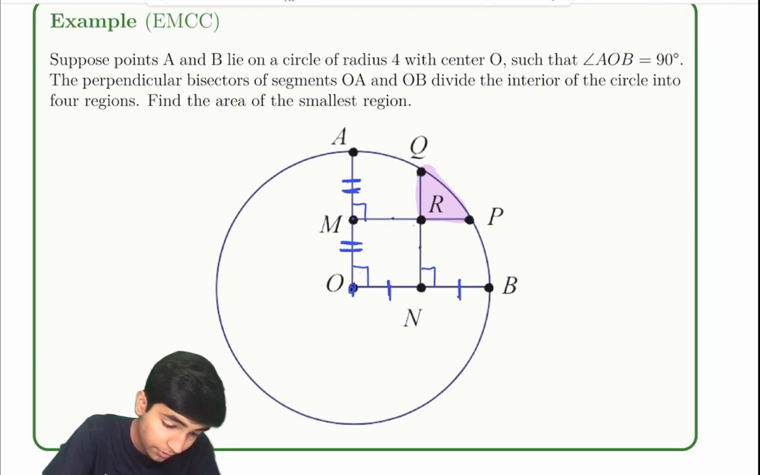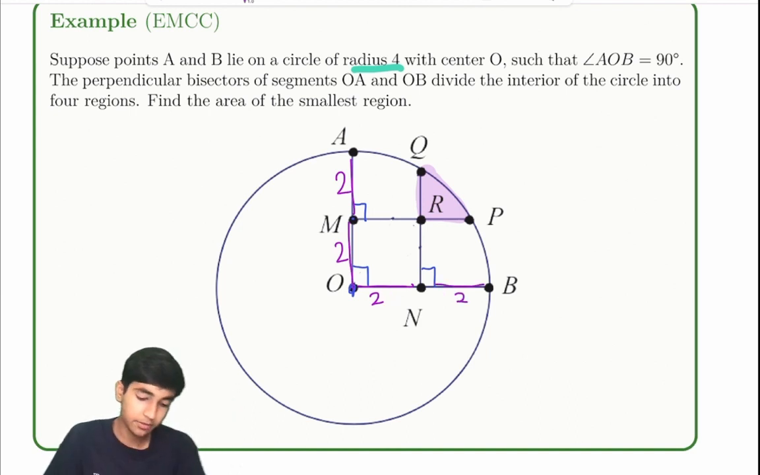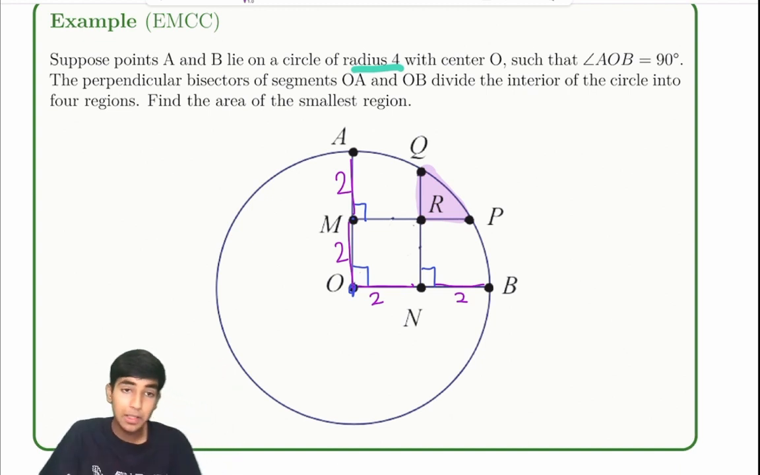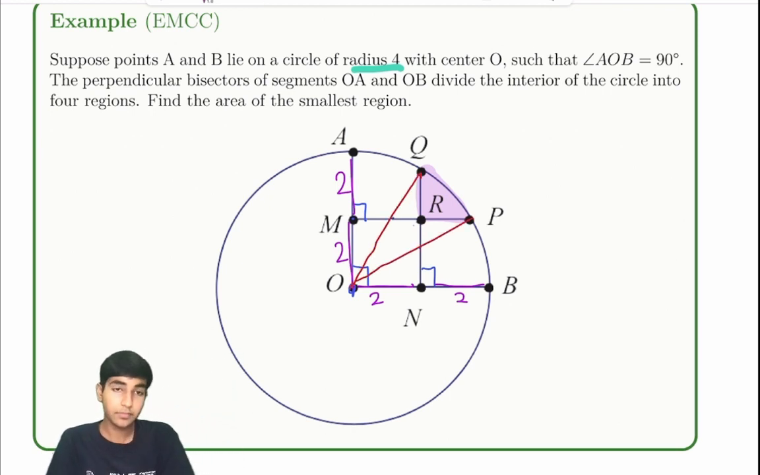Okay, so first things first, we've got a radius of 4. Let's use that condition. 2, 2. We can remove this midpoint here. 2, 2. So both of these parts are 2 each. Similarly, this part is 2, and this part over here is 2. So we have to somehow find the area of the shaded region. Like we did in the previous problem, we have to try and construct arcs. Let's try if we can connect these 2 points over here.